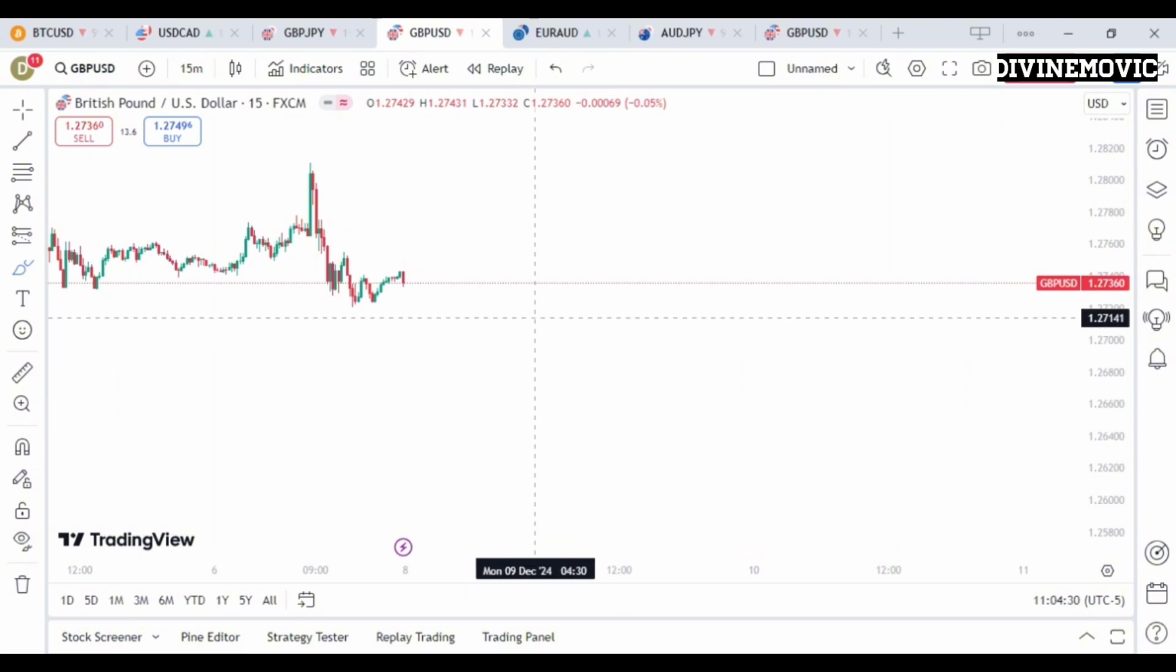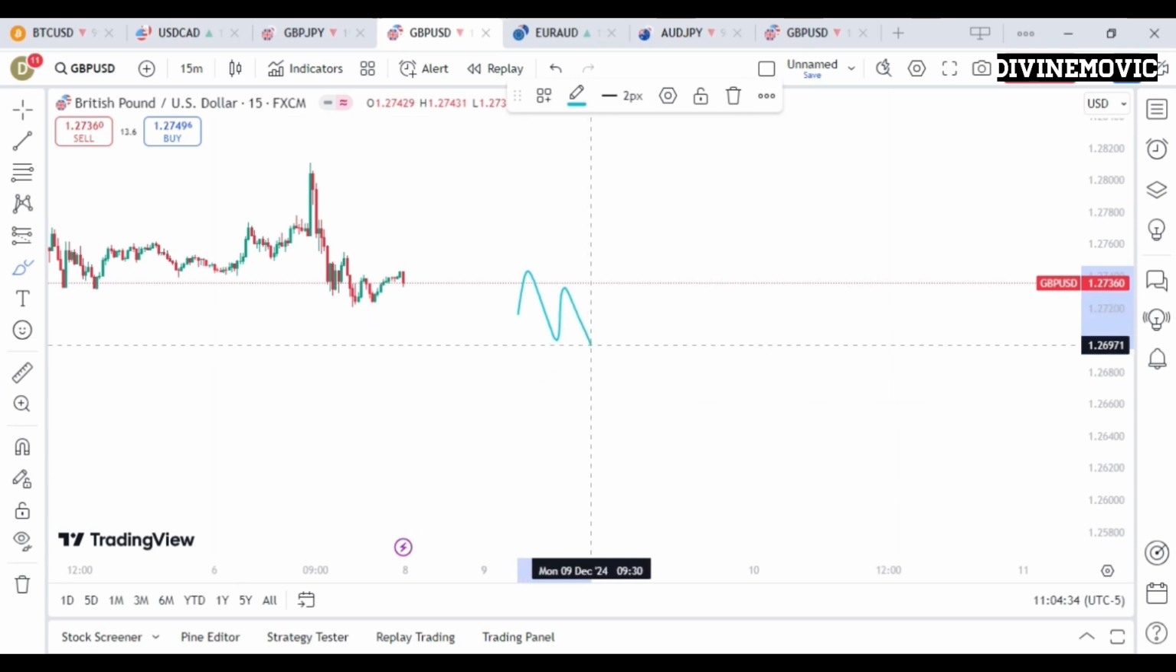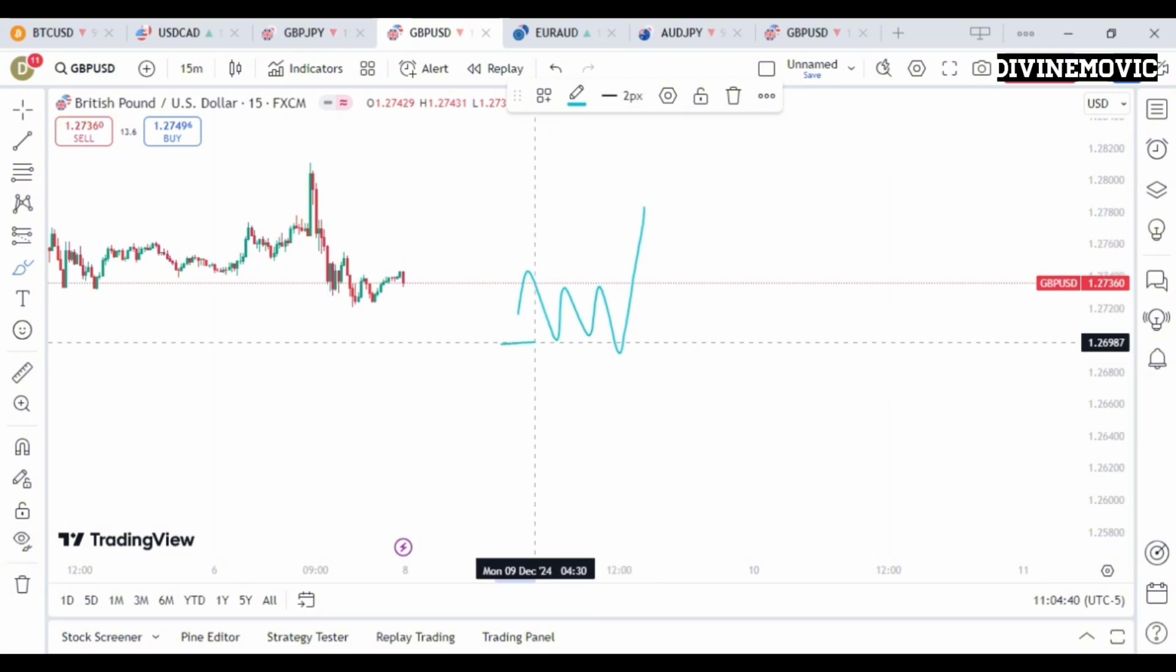For example, let's say price wants to simply buy. Price is simply going to make a fake sell movement that will trigger the buy. This point is simply referred to as a liquidity sweep.